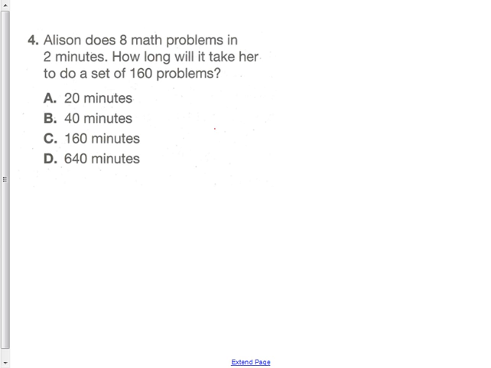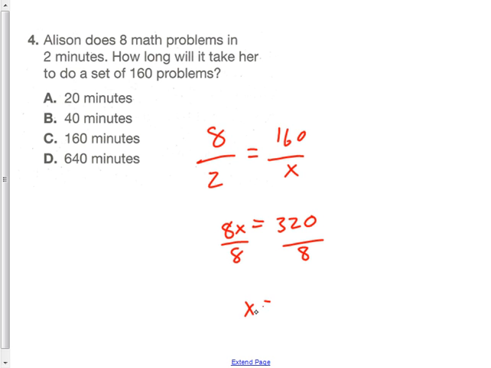Allison does 8 math problems in 2 minutes. So how long will it take her to do a set of 160 math problems? And I think we already solved this in another lesson. So we do 8x is equal to 320, divided by 8. So x is equal to 40 minutes.